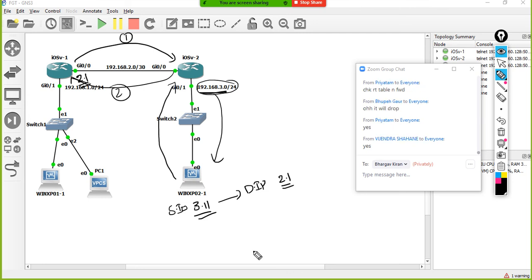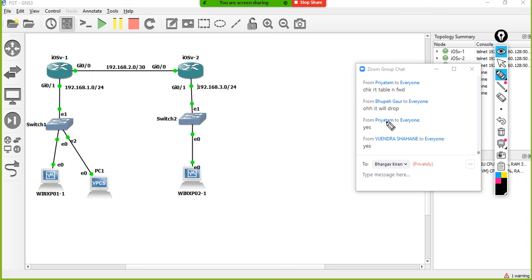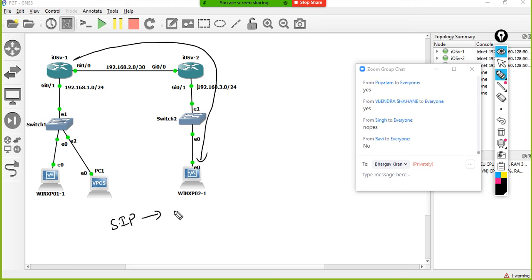Wow, I'm very happy today. Everybody is confused. Guys, try to understand this. So now my question for you is very simple, guys. From router 1, can I ping the PC in router 2, or not? Which means the source IP is 192.168.2.1. The destination IP is 192.168.3.11. Right? Say yes or no, first of all.